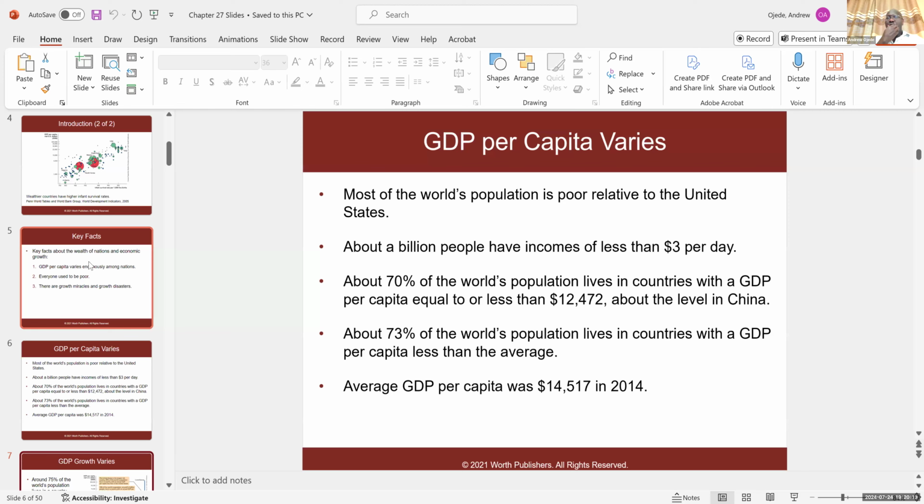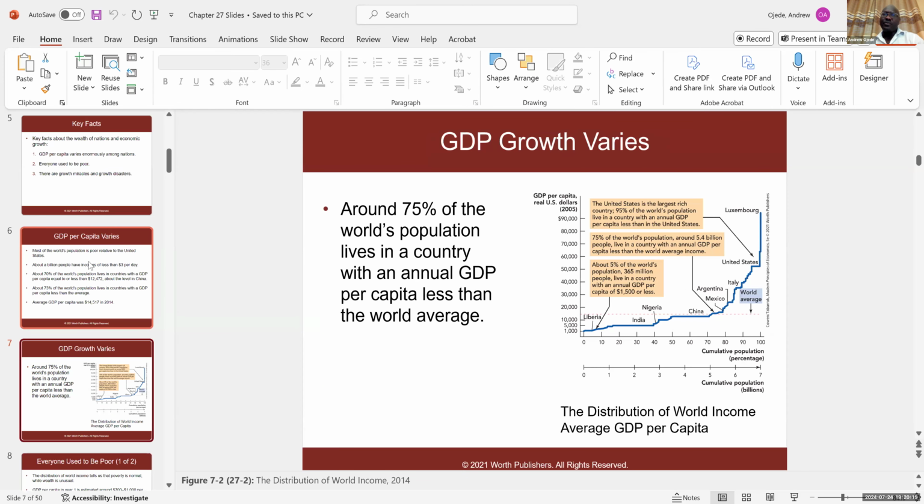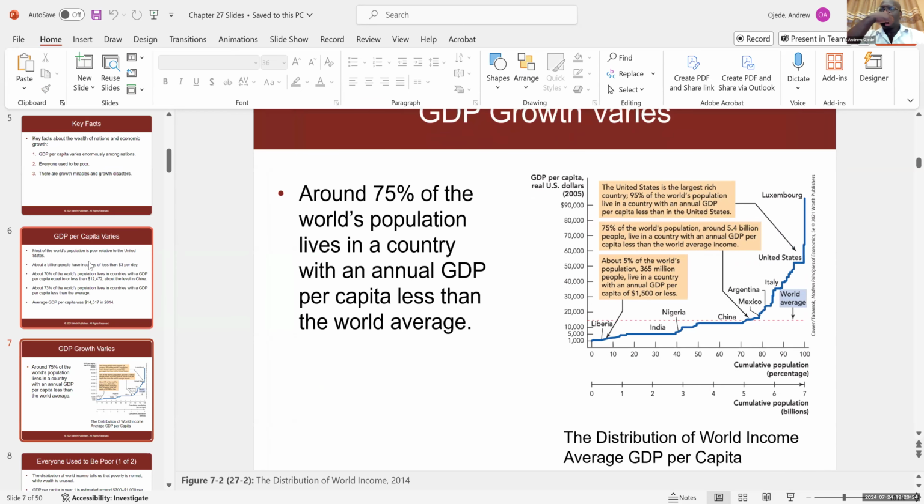Okay. So around 70% of the world's population lives in a country with an annual GDP per capita of less than the world average. You can see clearly here that a lot of countries, like Liberia, the average income there is about $1,000. Can you believe that the average Liberian makes about $1,000 the entire year? A country like Nigeria, which is one of the oil-rich countries in Africa, the average income in Nigeria is not even $5,000. It's about $3,500 to $4,000. So this is really despicable when you think about it.